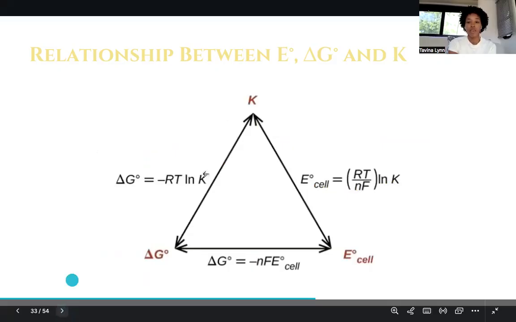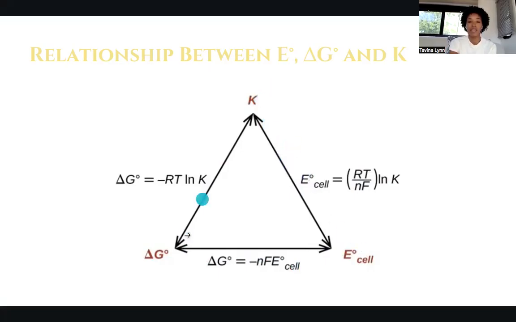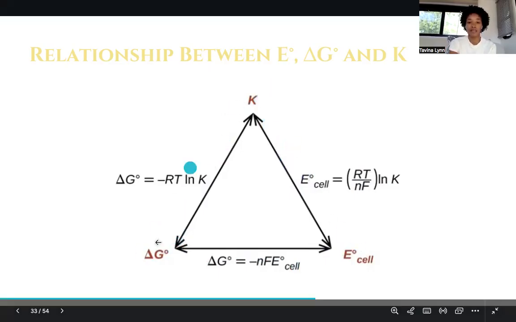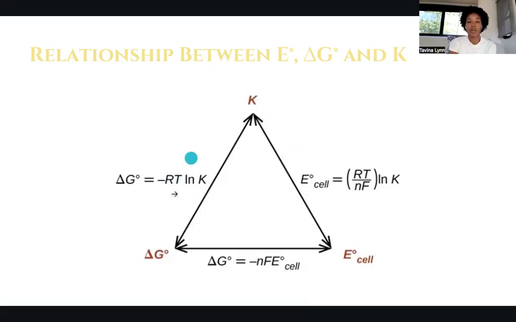All right. So putting it all together, here are our equations that relate. This equation relates delta G and E sub cell. This relates standard cell potential and equilibrium constant K. And this is the equation that relates delta G and our equilibrium constant K.